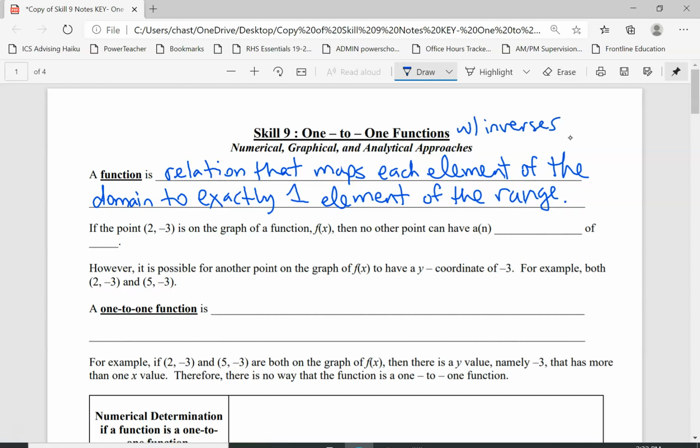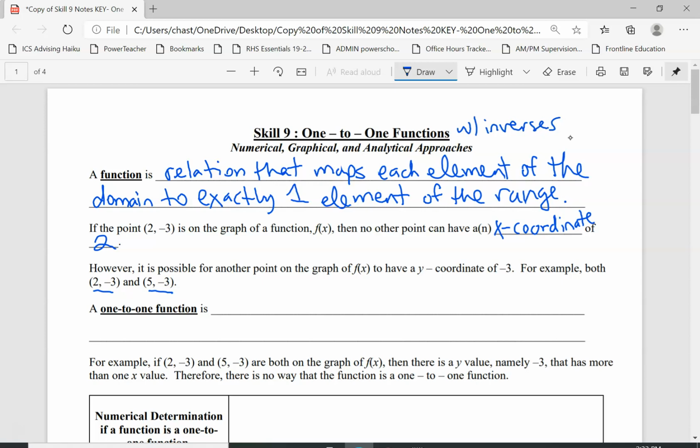So if I look at the ordered pair (2, -3), then there can be no other point that has an x coordinate of 2. However, it is possible for another point on the graph of f of x to have a y coordinate of -3. So if I look at (2, -3) and (5, -3), both of those points would still be a function.